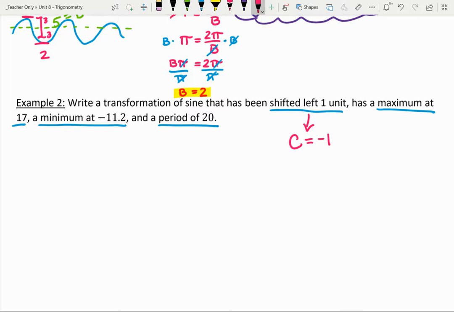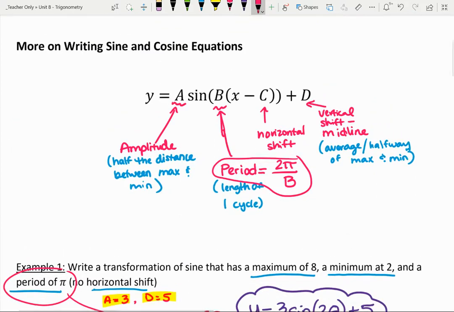That's left 1 unit. But remember, in our equation, we are going to see this written as theta plus 1 because our transformations have that negative sign built right in.